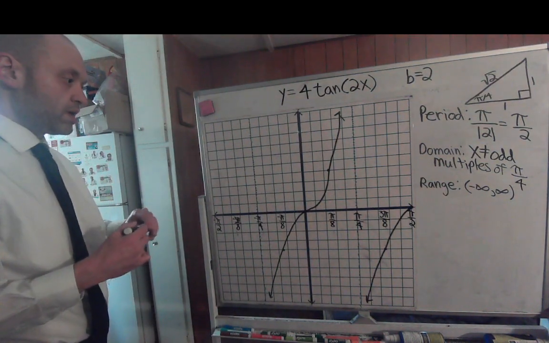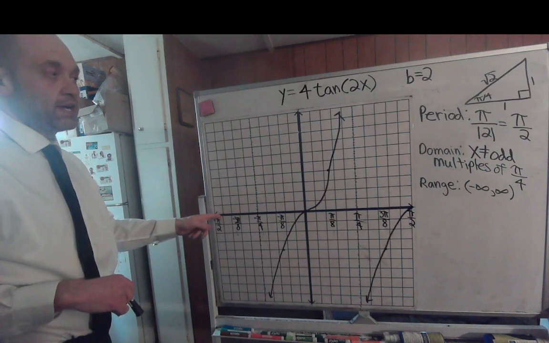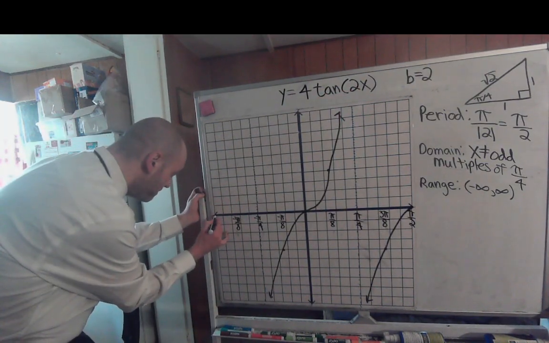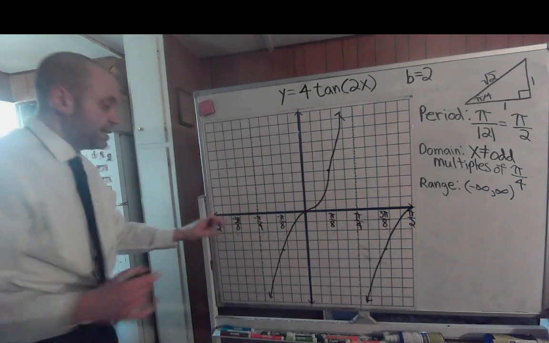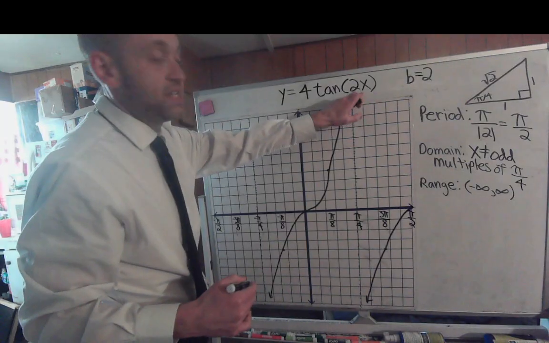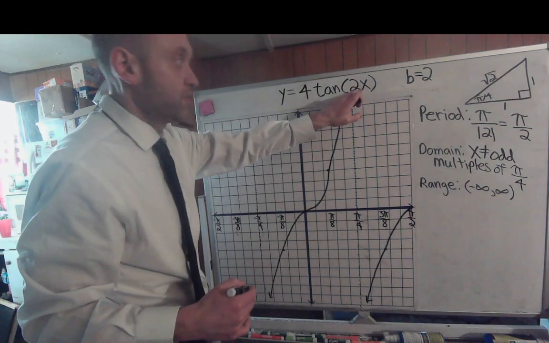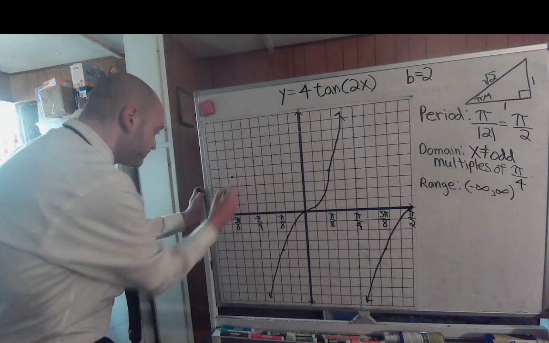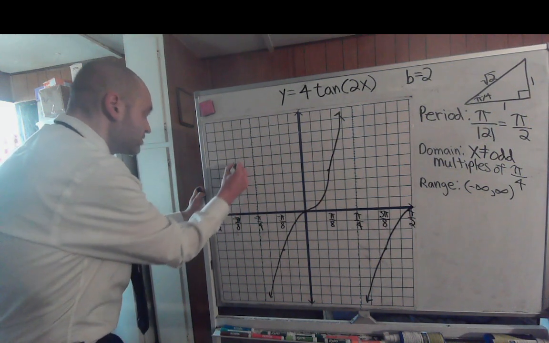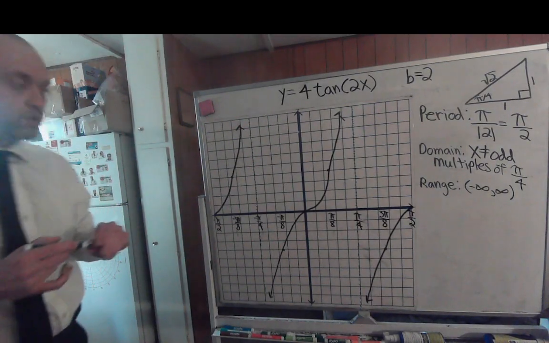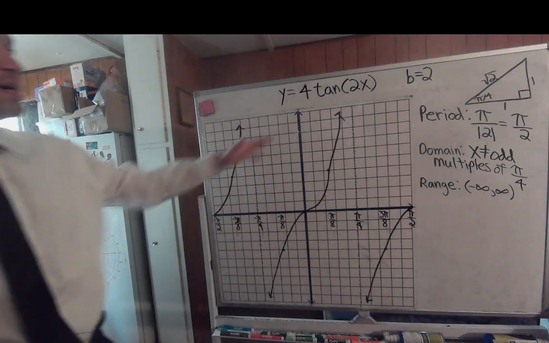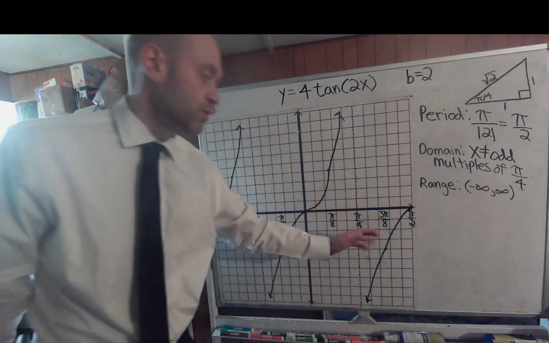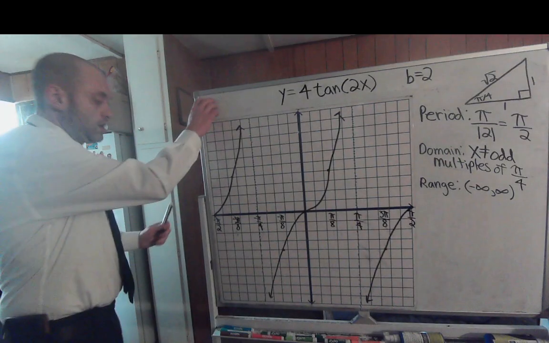Now, what about if I put in negative pi over 2? That would give me the tangent of negative pi, which is also 0. But if I put in negative 3 pi over 8 for x, I would get the tangent of negative 3 pi over 4, which is in the third quadrant. I would actually get positive 1 times 4, which is 4. So that's going to come up like this. So I have really stretched my tangent graph vertically, and I've changed the period to complete in pi over 2 as opposed to pi. All right.